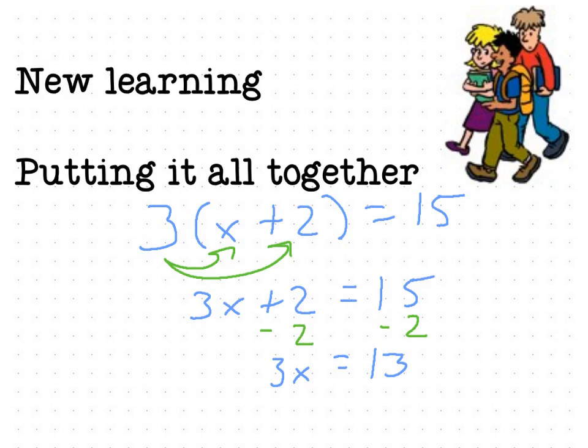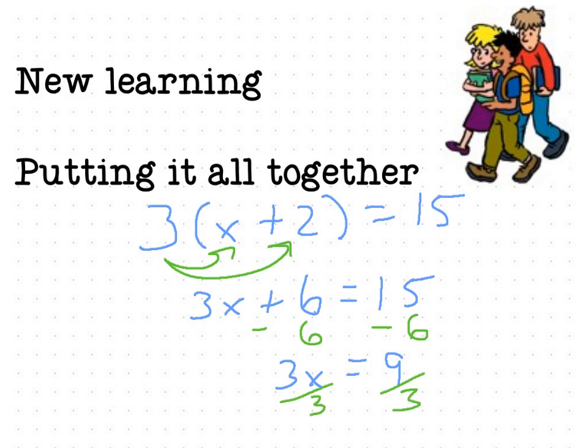Oops, mistake on my part. Hang on, let me erase. I made a mistake in my own writing. 3 times 2 would give me a 6 here. So now I want to subtract 6 on both sides and end up with 3x equals 9. This piece says 3 times x, so I want to divide by 3, which is the inverse of multiplication, and we will end up with, over here, x equals 3.